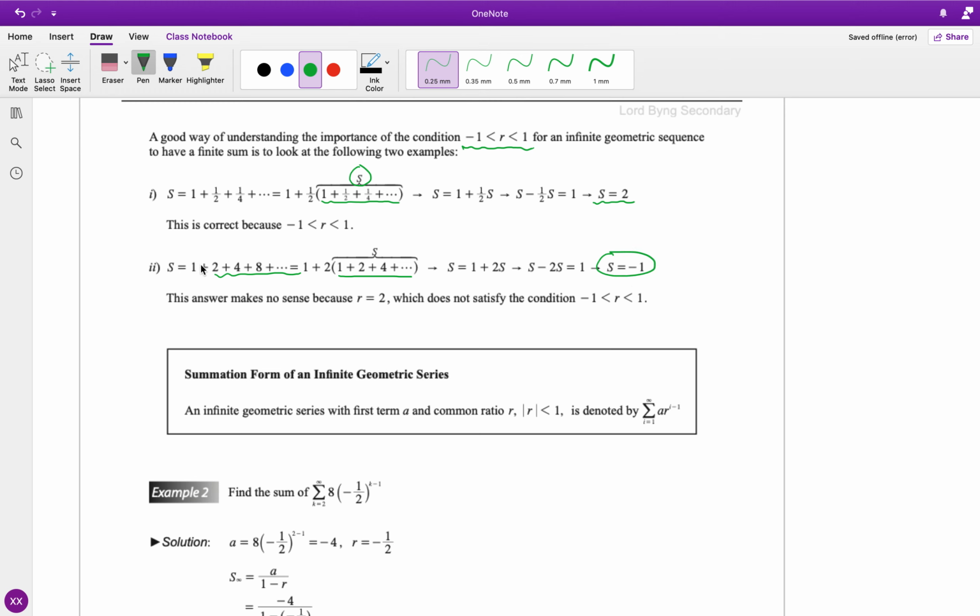You take a look at 1 plus 2 plus 4 plus 8. This is going on to infinity. How on earth can you add them together using the same way to figure things out? Then you end up with the sum becoming -1. That is because this does not satisfy this restriction. Therefore, when they diverge, strange things do happen.